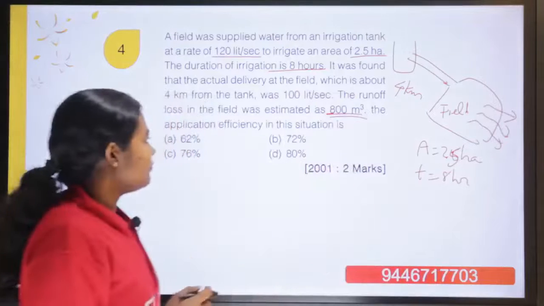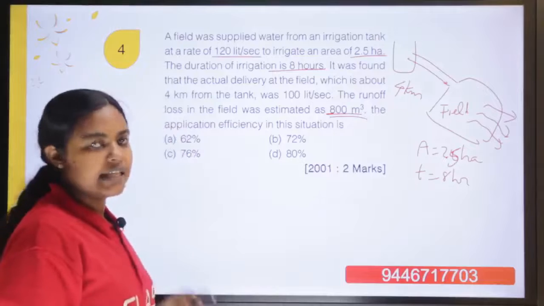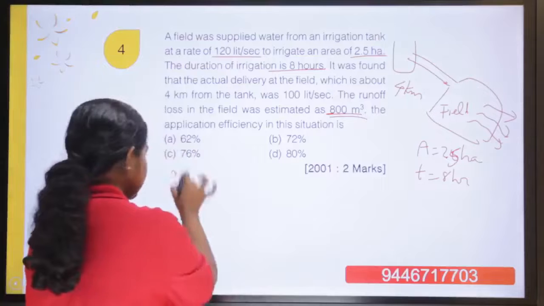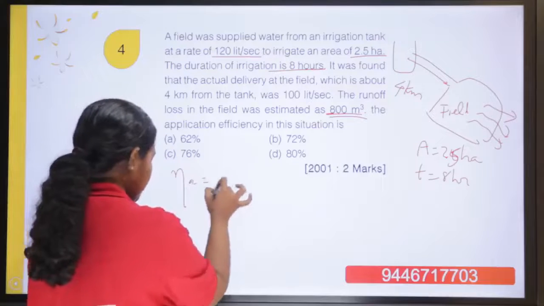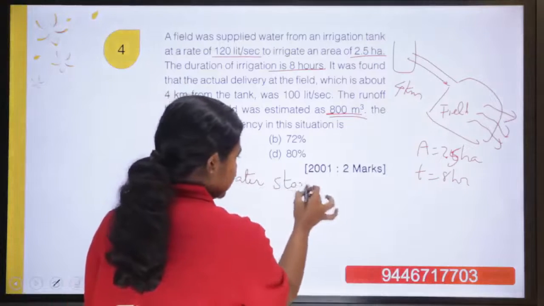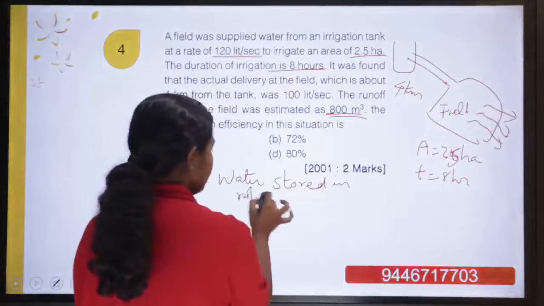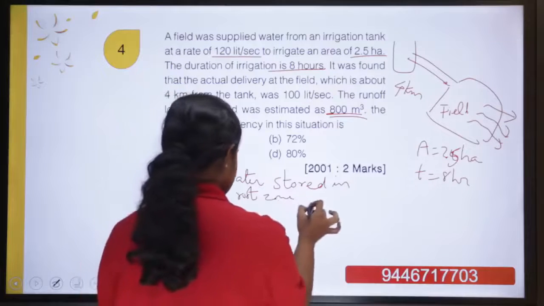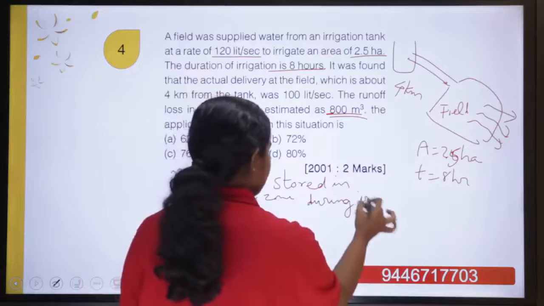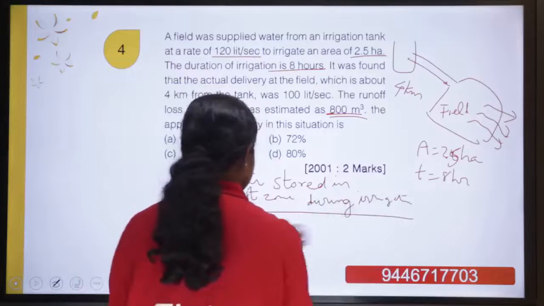Now we have to find out the application efficiency in this case. We know that the water application efficiency is given by the water stored in the root zone during irrigation to the water delivered to the field.